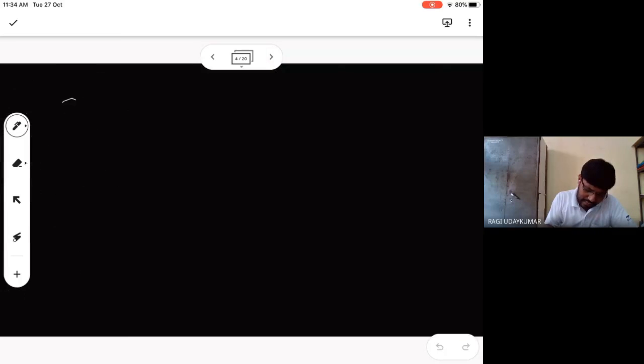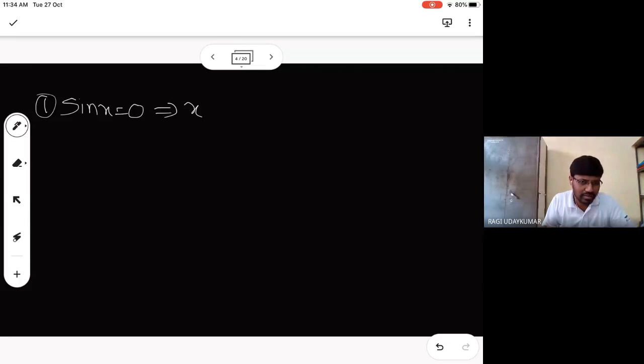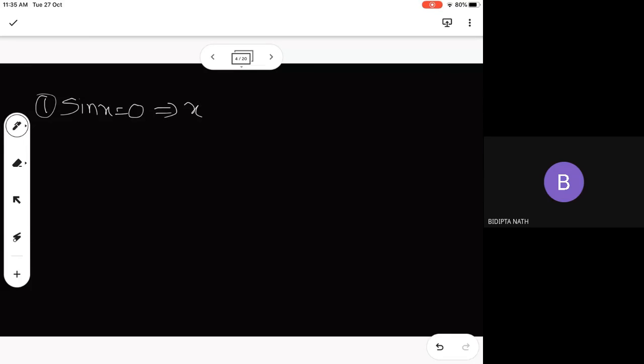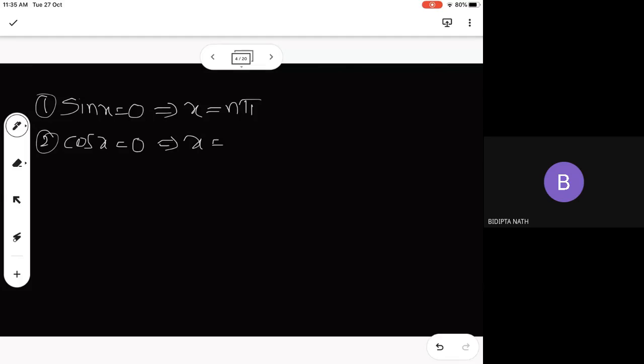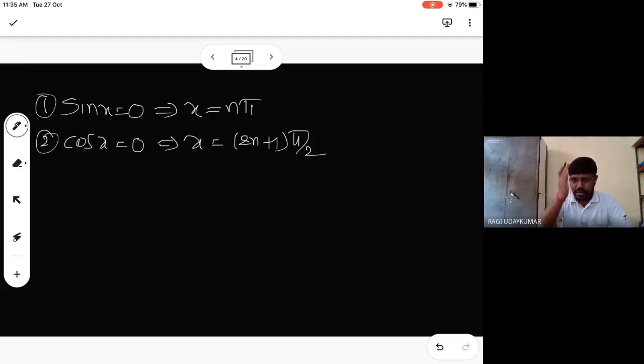Can anyone say that sin x equal to 0 means x equal to, पहले मैं बोला है ये बहुत ज्यादा इंपॉर्टेंट, sin x equal to 0 means x equal to pi, 2 pi, 3 pi, 4 pi ऐसा होगा सर. That means n pi. हाँ सर. Second one is cos x equal to 0 means x equal to 2n plus 1 into pi by 2. That is nothing but ये ऊपर y axis में रहता है, pi by 2, 3 pi by 2, 5 pi by 2, 7 pi by 2, like this.